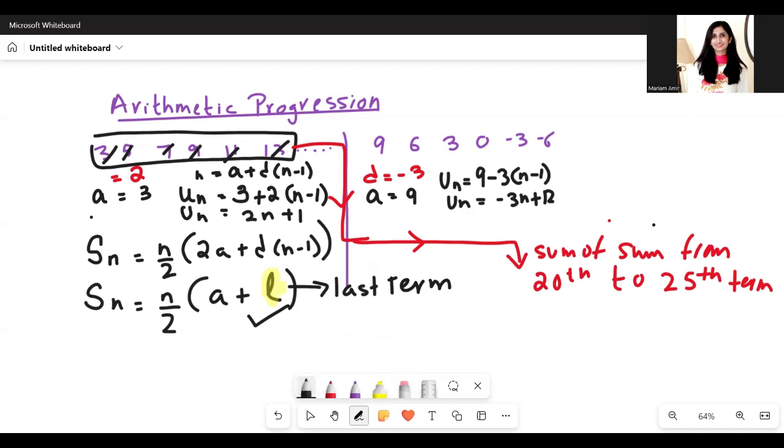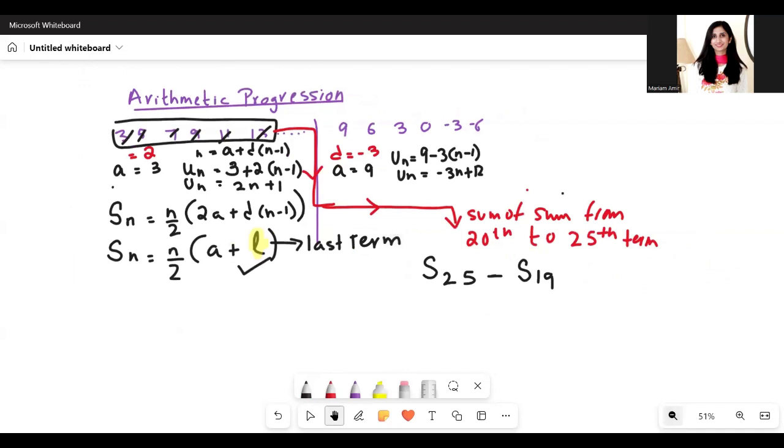So now what do you do? You find S25 like usual, but then you also subtract the sum of the first 19 terms of the series, because you only need the 20th, 21st, 22nd, 23rd, 24th, and 25th term. So we don't need the sum of the first 19 terms, so you subtract that. Apply the formula of Sn two times, one with S25, then with S19, and then subtract the values. Let me show you how.